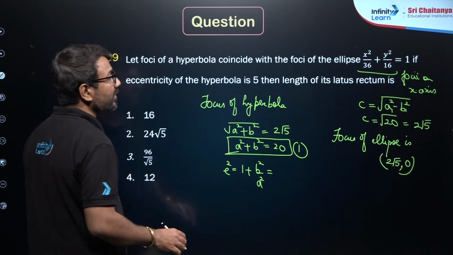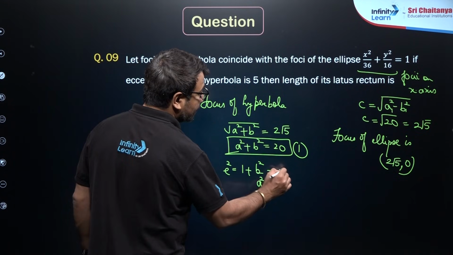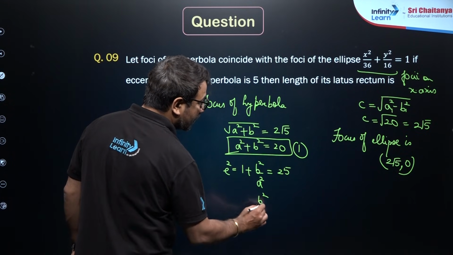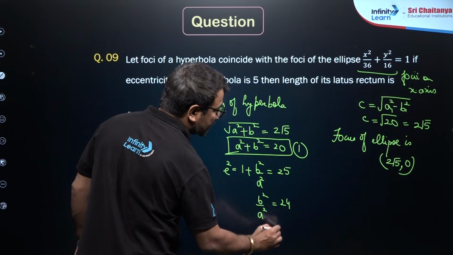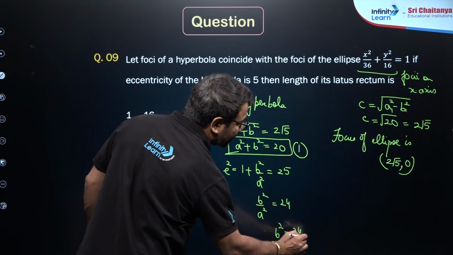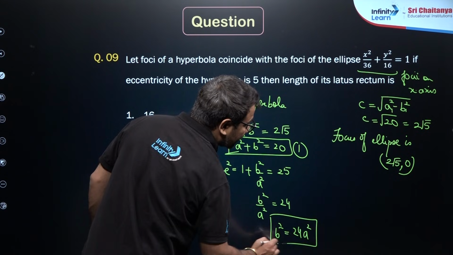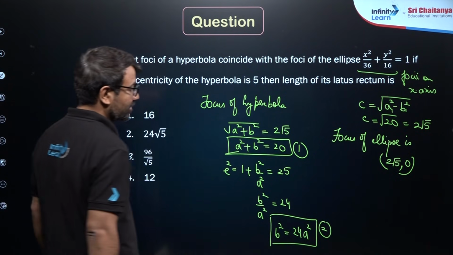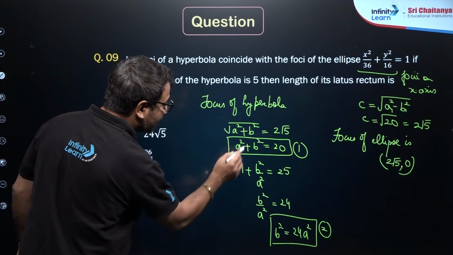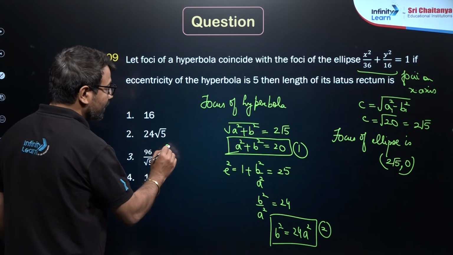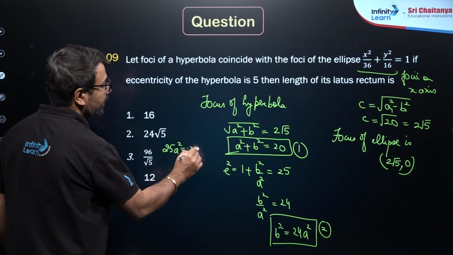The eccentricity of the hyperbola is 5, so I will write here 25. So b square upon a square will be 24, b square value will be equal to 24 times a square. This way you are able to obtain two relationships. So a square plus 24a square, you will have 25a square is equal to 20.